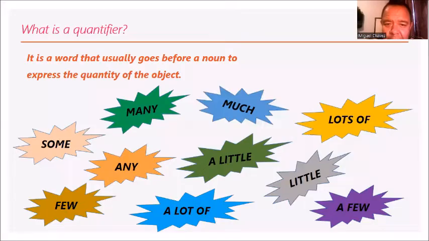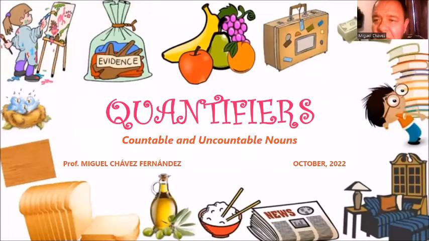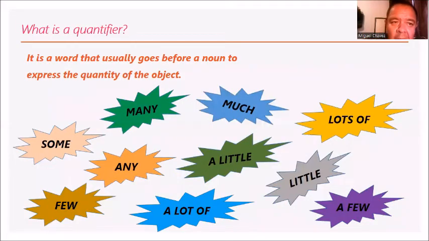Okay, let's see. Then we have, as I told you before, we are going to talk about quantifiers. Okay, and remember that quantifiers are going to be used with countable and uncountable nouns. The first thing that we are going to check is what is the definition of the quantifier? It is a word that usually goes before a noun to express the quantity of the object.